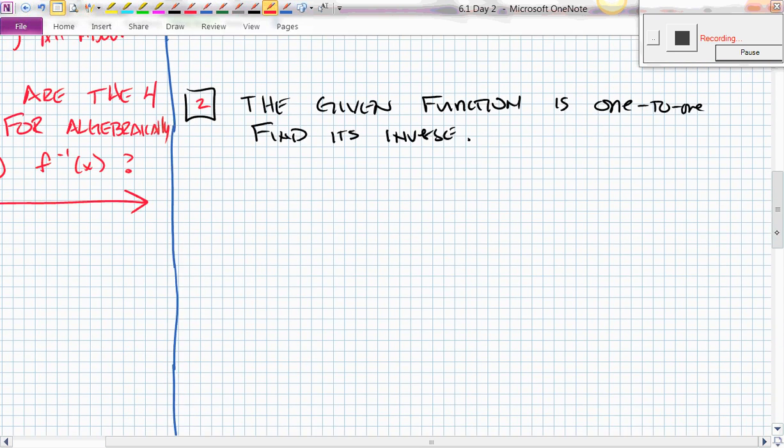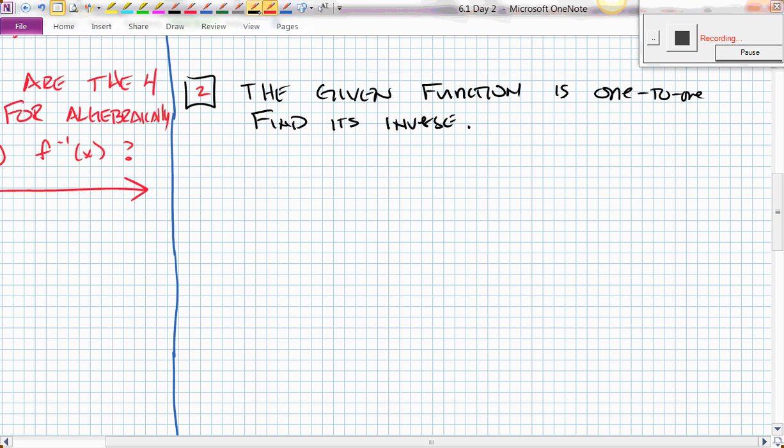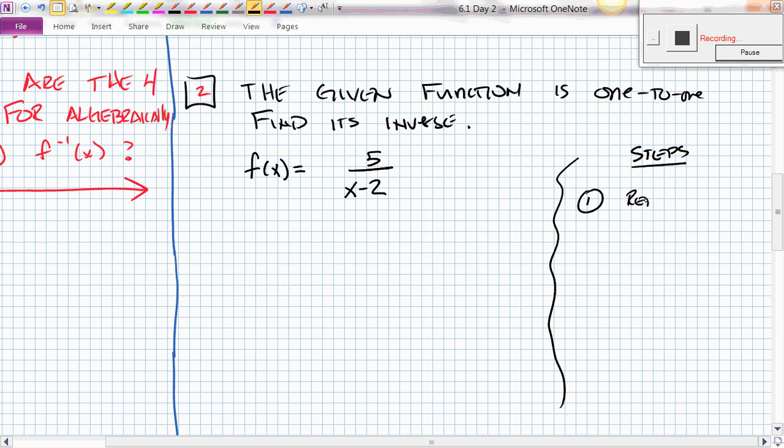Okay, number 2, let's see here. The given function is one-to-one, find its inverse. The function we're going to deal with, f of x, is 5 divided by x minus 2. On the right-hand side, I'm going to write down the steps so you have them. To find the inverse of a function algebraically, step number 1 is we replace f of x with y. So y is equal to 5 divided by x minus 2.